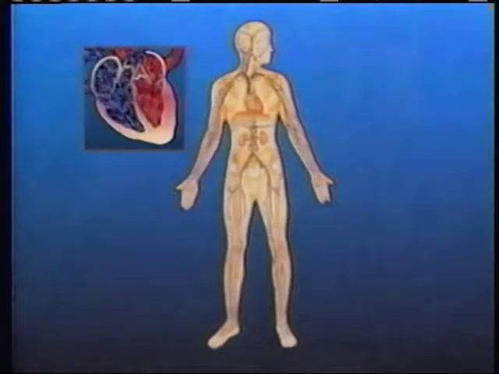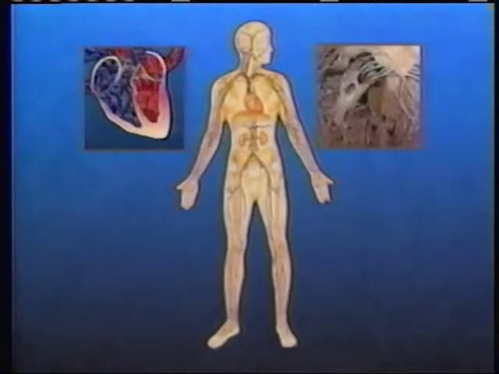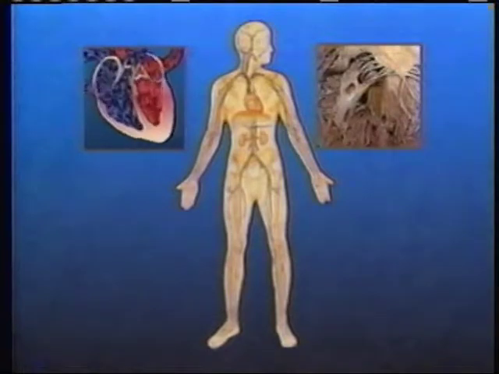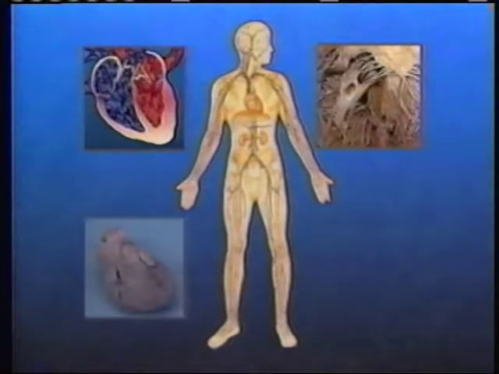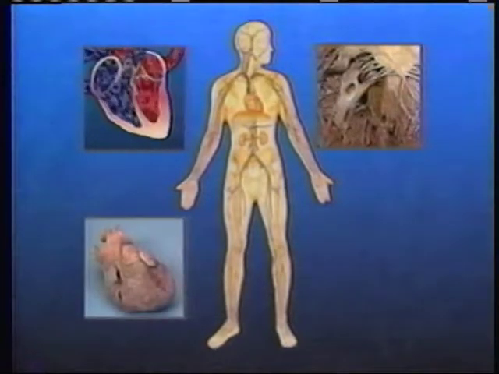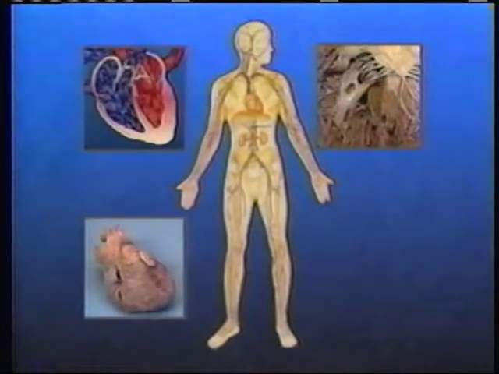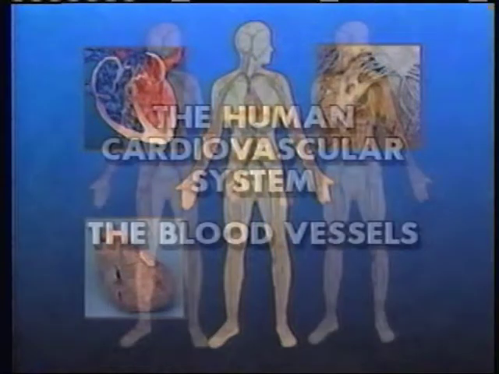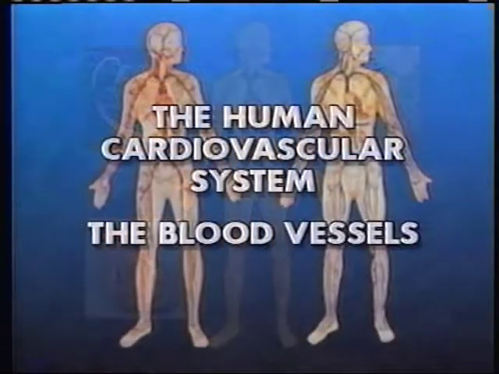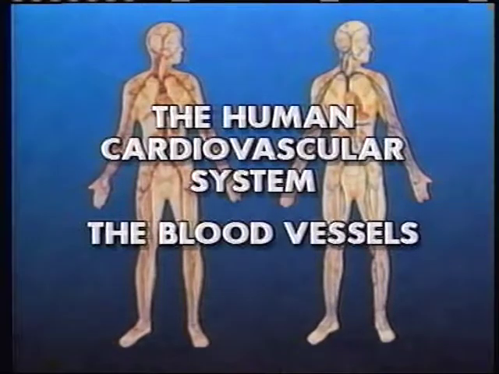In this presentation, we reviewed the external and internal anatomy of the heart. The coronary and associated great vessels were identified, and the pathway of blood circulation through the heart was also discussed. The pathway of blood circulation to and from the heart through the blood vessels of the pulmonary and systemic circuits is described in the videotape, The Human Cardiovascular System, The Blood Vessels.